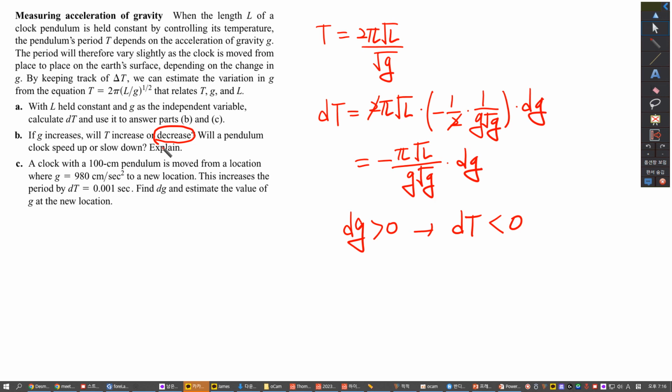That's a speed up because it takes less time to make one cycle. When period decreases, that means the pendulum speeds up.